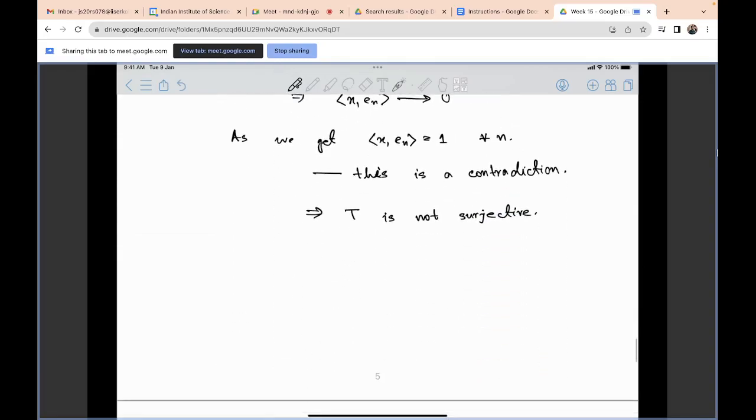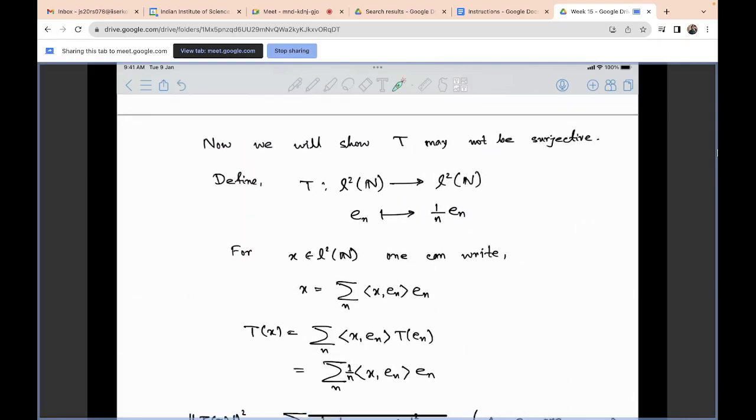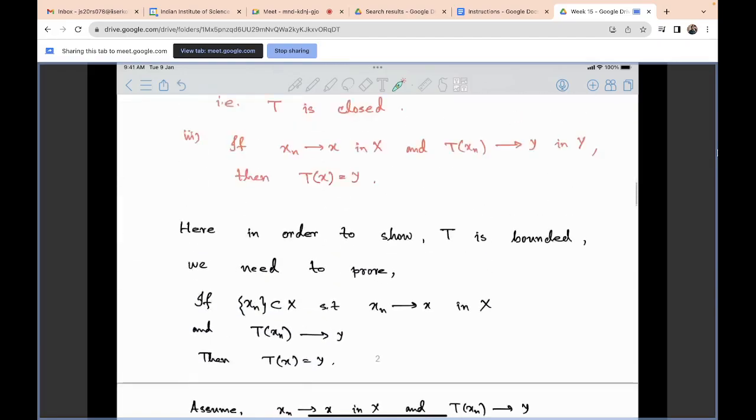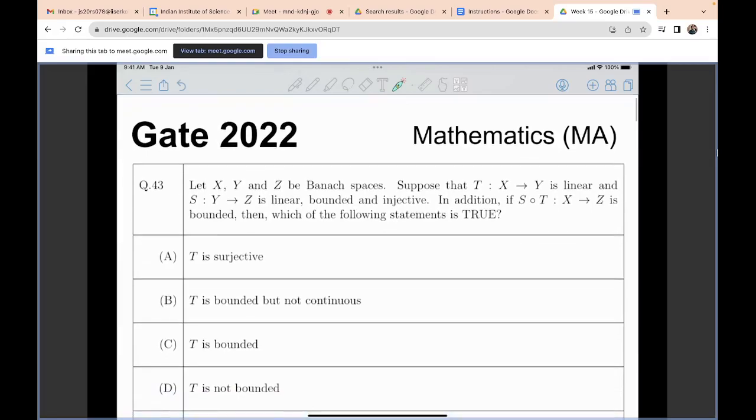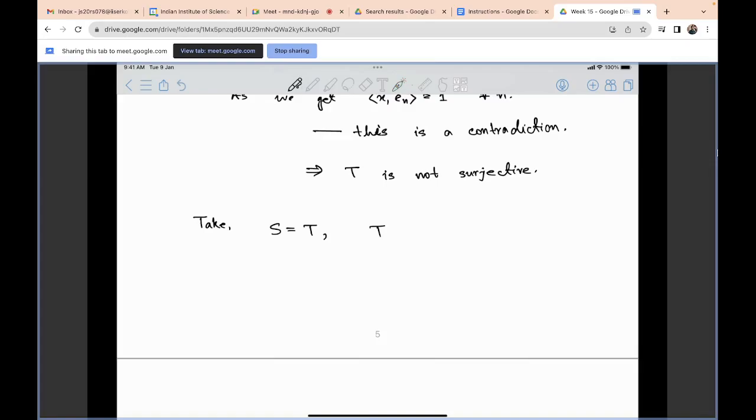Now, what else remains to check? Take S equals T, where T is this linear operator. What are the assumptions we have to check? That T is linear, S is linear bounded injective, then S composed T is bounded. If T is not surjective, it can still satisfy all the assumptions. So let's check. You have taken S and T both to be the T from the above example.